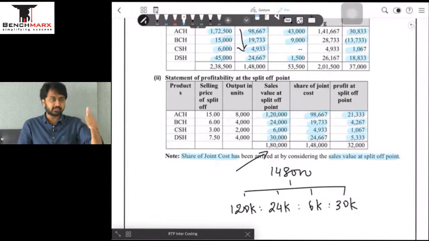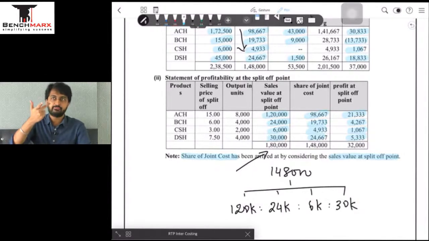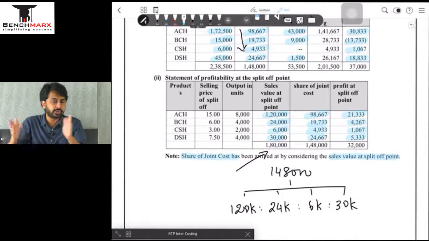So 5 done, 6 done, 7 done, 8 done, 9 I have kept for later, and 10 done. So we have done 5 questions in this session. Hopefully this has helped. We'll now take a break, and in the next session we will do the questions 9, 11, 12, 13, 14. Because we have 5 more questions to go to finish off the RTP of November 18, and we'll then finish 2 RTPs, May 18 and November 18.